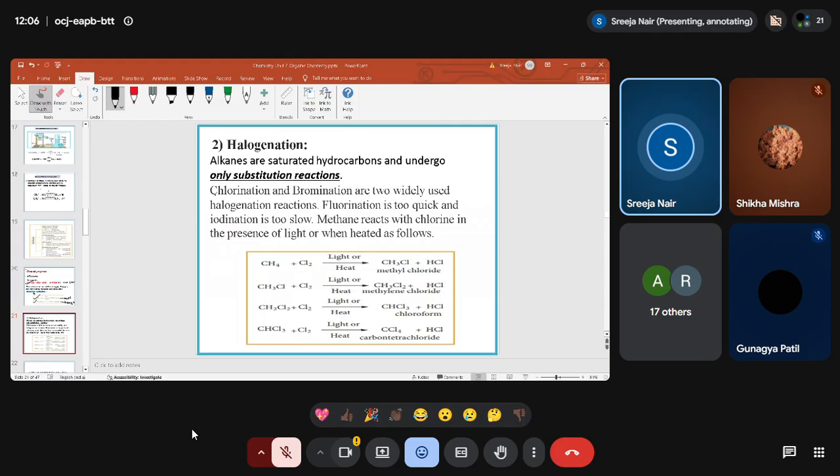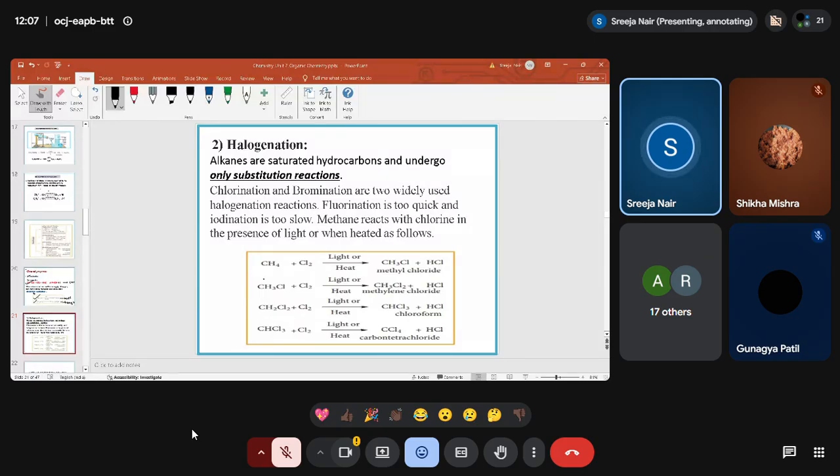While fluorine is highly reactive, it will not give you a clear result. It will happen very quickly and the result will not be that clear. While iodine is very slow. So for doing your halogenation reaction, we prefer to use chlorine and bromine.